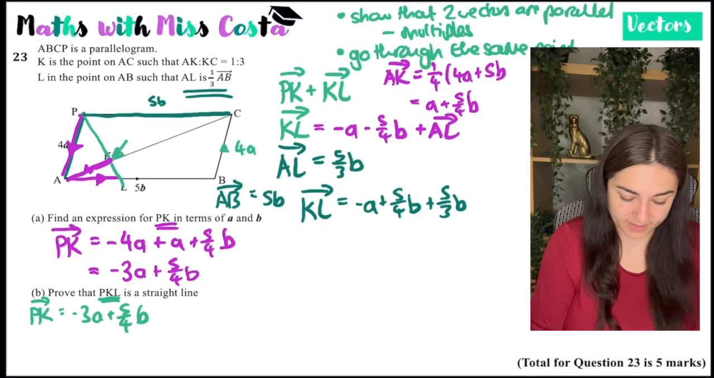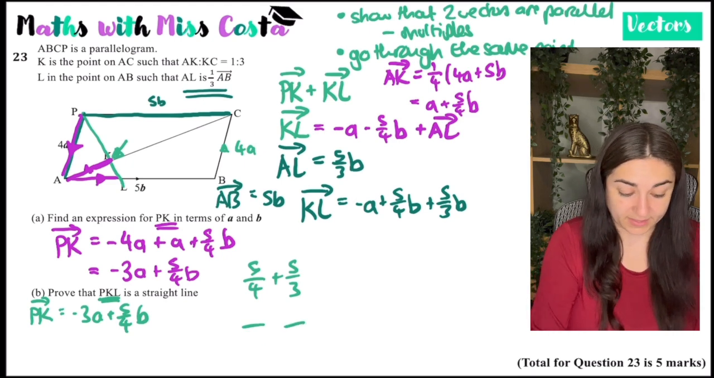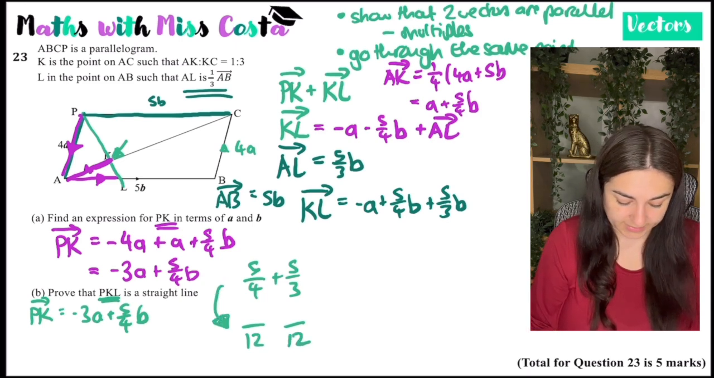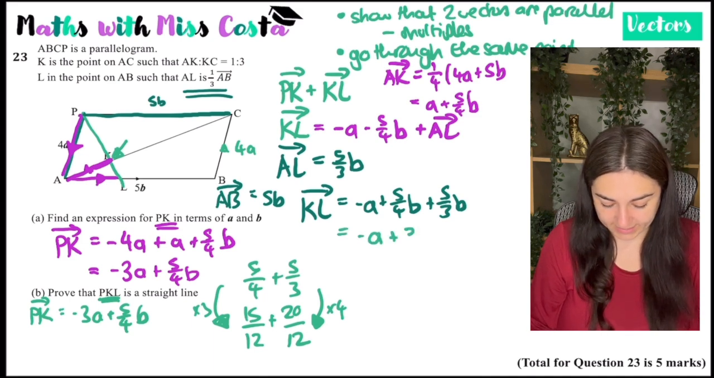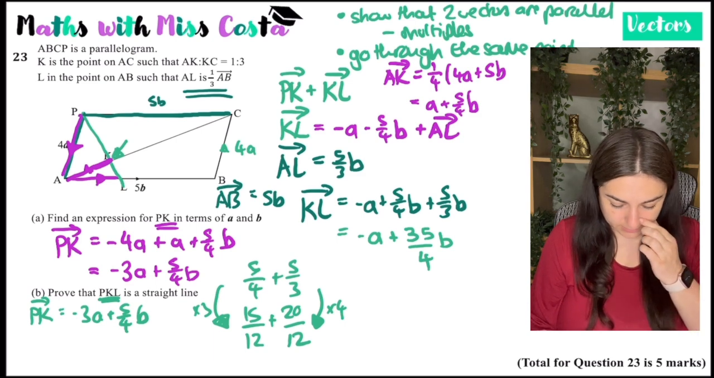So let's simplify that. So you could just do your fractional things here. So 5 quarters plus 5 thirds. In order to add or subtract, they need to be the same denominator. So the lowest common multiple of 4 and 3 is 12. So 4 times 3 makes 12, 5 times 3 is 15, 3 times 4 makes 12, so 5 times 4 is 20. So I'd be left with minus A plus 35 over 4B. Is this correct?